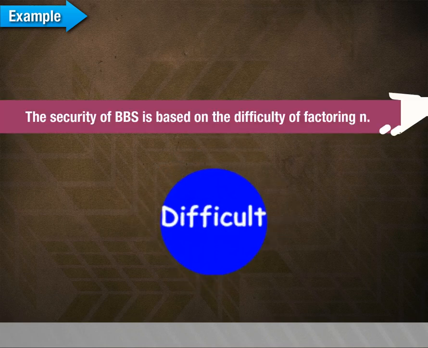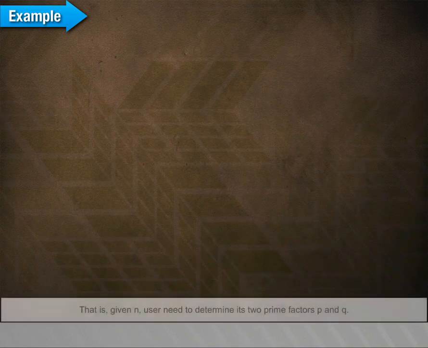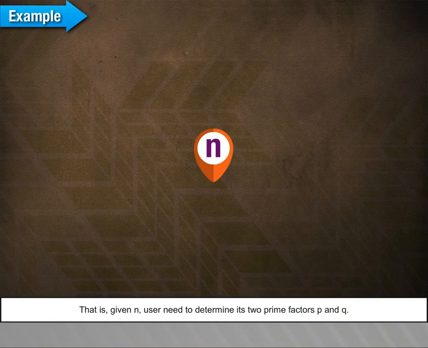The security of BBS is based on the difficulty of factoring n. That is, given n, the user needs to determine its two prime factors p and q.